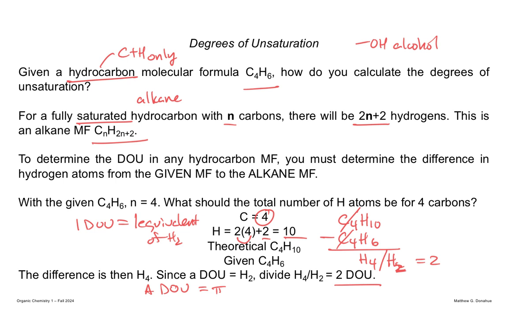A degree of unsaturation can be a pi bond or a ring. So we'll do 2 or 3 questions, and then we'll put this into practice where we take that C4H6 and start proposing structures from it. What can we draw given that constraint?